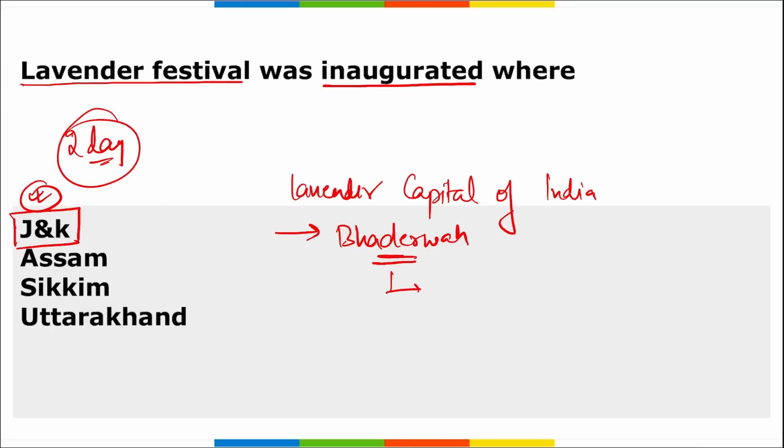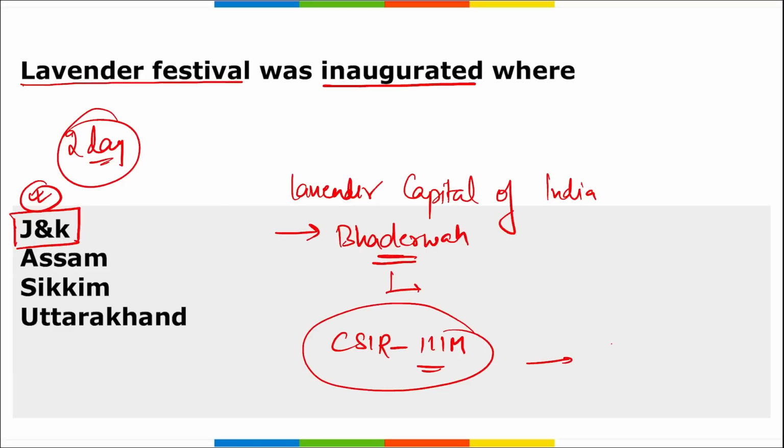Next thing, remember Bhaderwah emerged as the lavender capital of India. Correct? And the festival has been organized by CSIR-IIIM, that is Council of Scientific and Industrial Research, and its department Indian Institute of Integrative Medicine, right? And this Lavender Festival was celebrated as a part of the institution's One Week One Lab campaign.